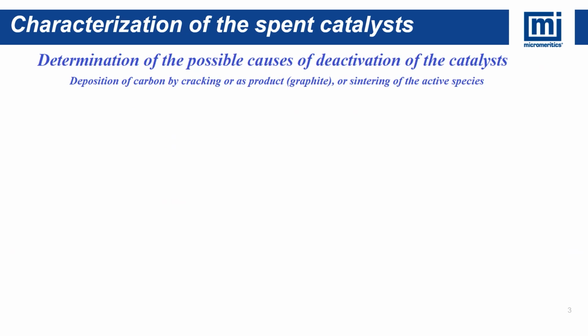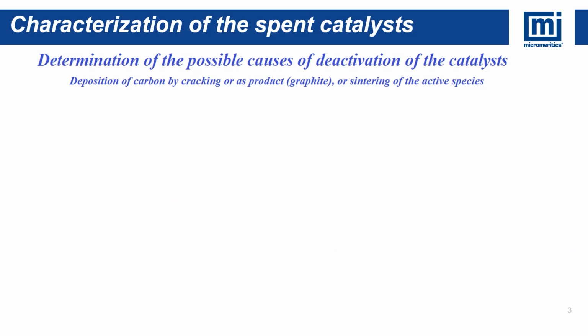Another phenomenon of deactivation is the sintering of the active species. Sintering means that the small and well-dispersed active particles are going to move and form larger particles, and that reduces the active surface area where the reactions take place. So these are two important parameters to be known as a cause for the deactivation of the catalyst.